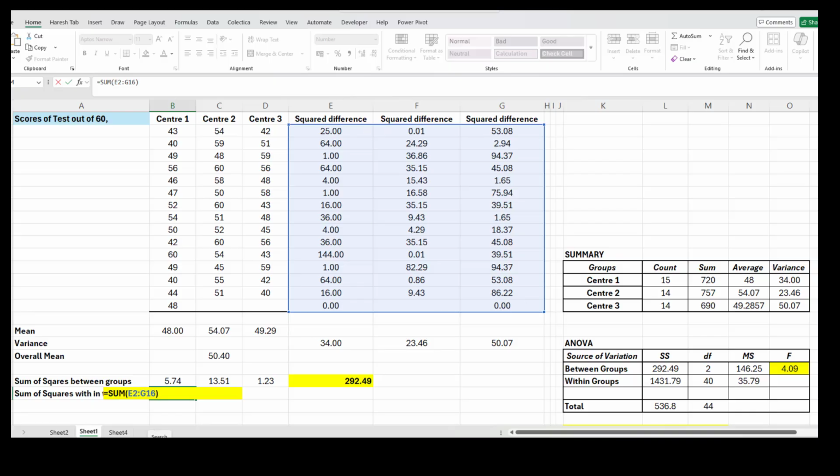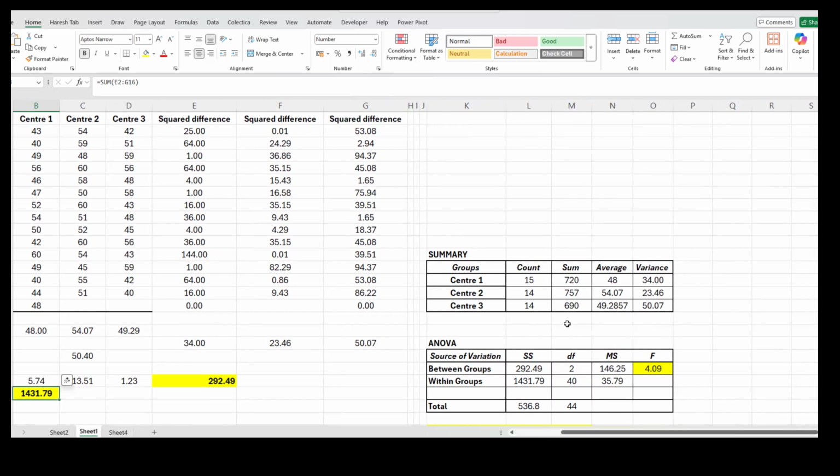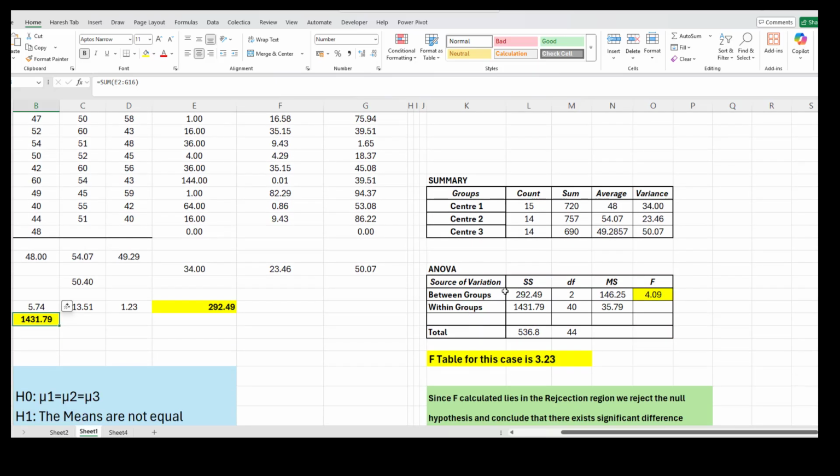So now we set up the table for calculation of ANOVA. This is our summary of the count, sum, averages and variances for the three groups. In the ANOVA table setup, we use the sum of squares, which are calculated here and here. So we have got this sum of squares.